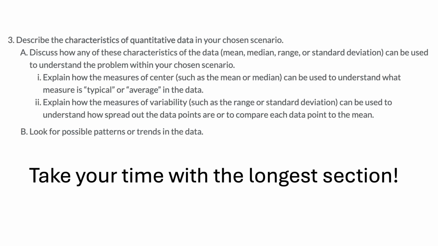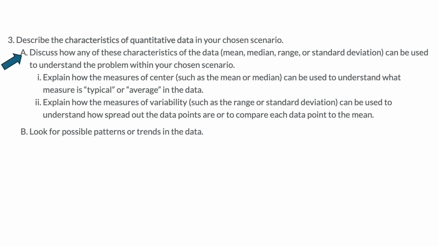When you work on number 3, just go through all of the sub-questions for each data source that you have. You'll be explaining how mean, median, range, and/or standard deviation can be used to understand your scenario, and also specifically how measures of center and measures of variability can help you compare the data. If you're not sure what these concepts mean, you probably have not yet completed the Module 3 zyBooks work or read the Module 3 guide. This is a must before completing your project proposal.